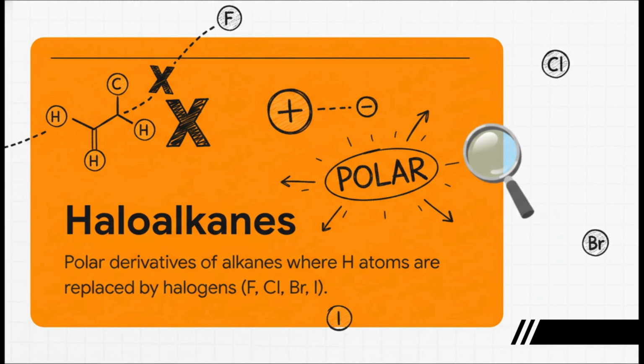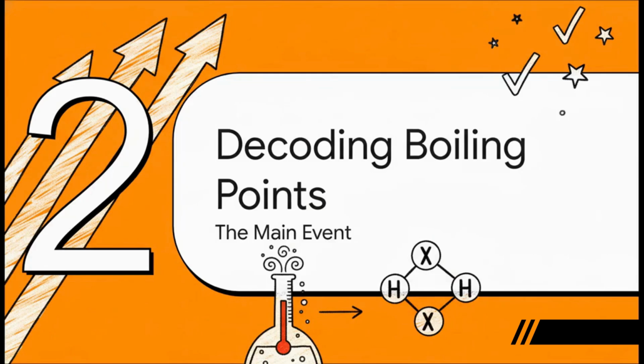But what's the most important word you see here? It's polar. Seriously, burn that word into your brain. This one idea is the key that unlocks pretty much everything else we're going to talk about today. All right, so we've established that haloalkanes are polar. Now let's see what that actually means for their properties.